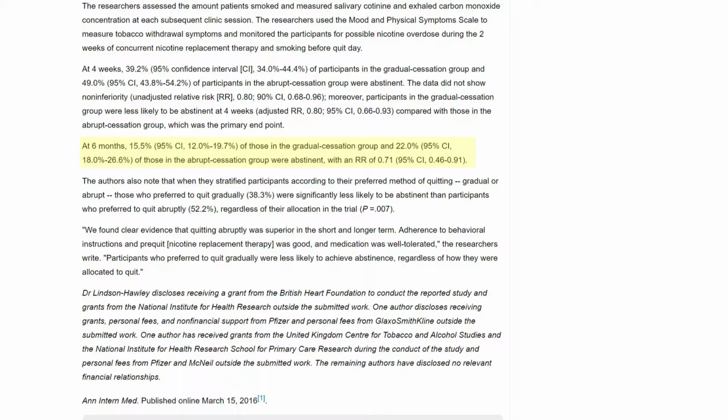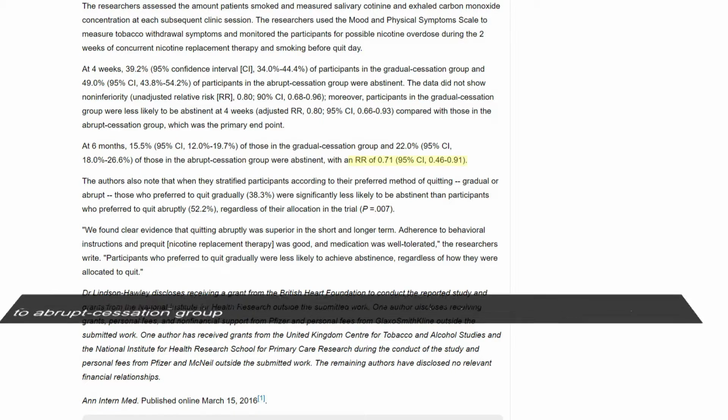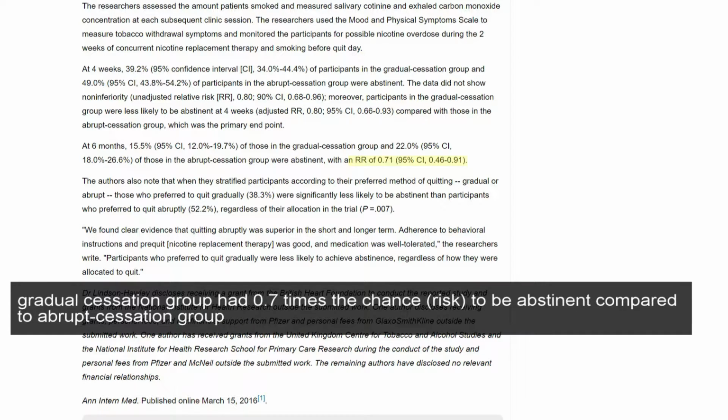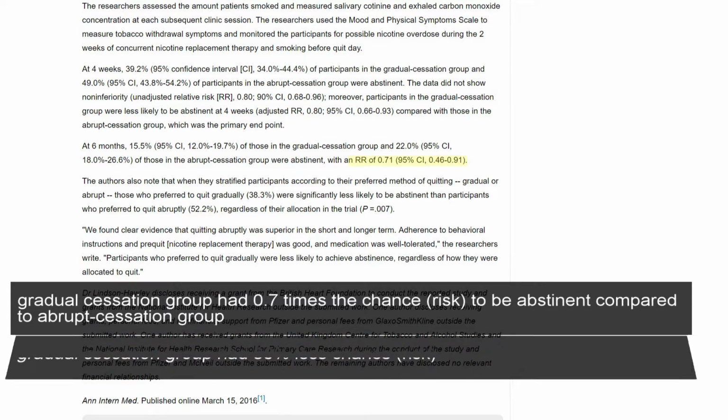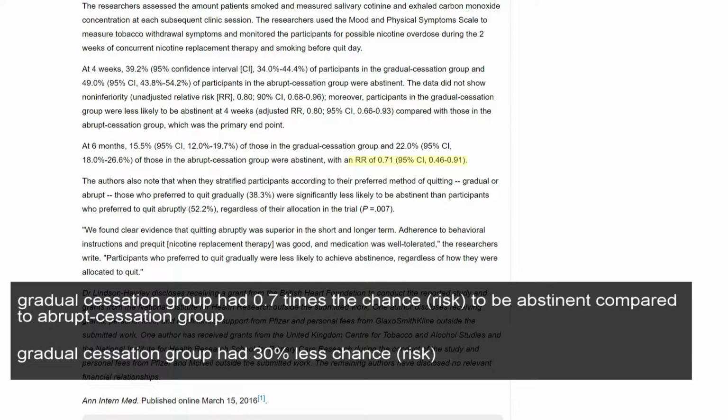In a similar fashion, to calculate relative risk, we divide 15.5 by 22 and we get 0.7. Hence, the relative risk is 0.7. So a relative risk of 0.7 means the participants in the gradual cessation group had 0.7 times the chance or risk to be abstinent at month 6 compared to participants in the abrupt cessation group. Or we use 1 minus 0.7, we get 30%, and we say the gradual cessation group had 30% less risk or chance to be abstinent compared to the abrupt cessation group.